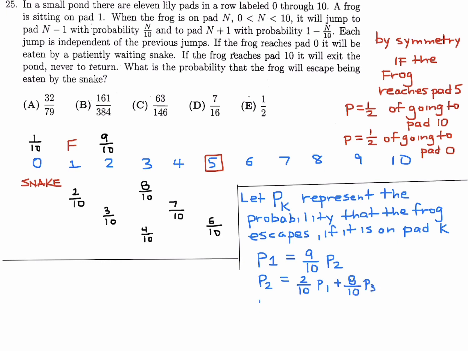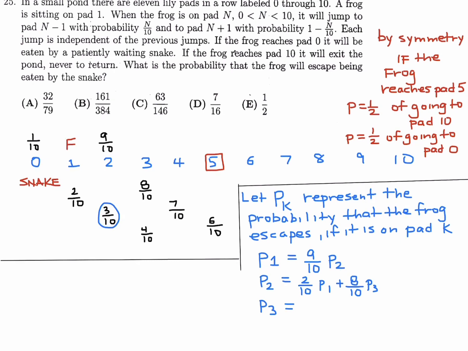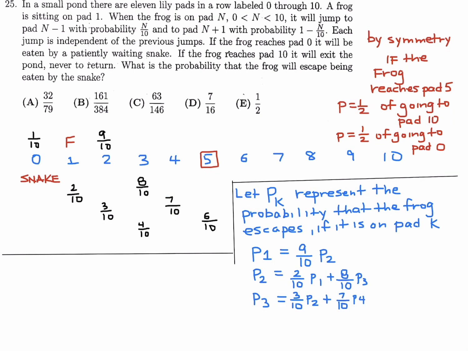There we go. And then P3 is going to be 3 over 10 P2 plus 7 over 10 P4. And then P4, that is going to be 4 over 10 P3 plus 6 over 10 P5.